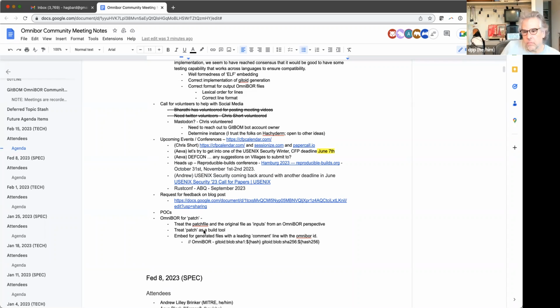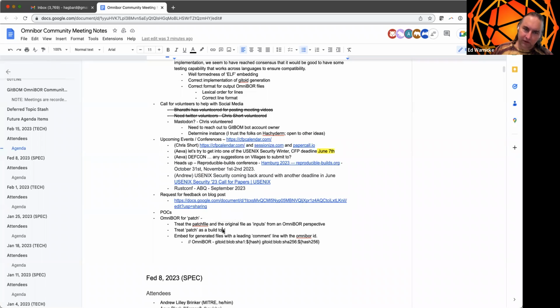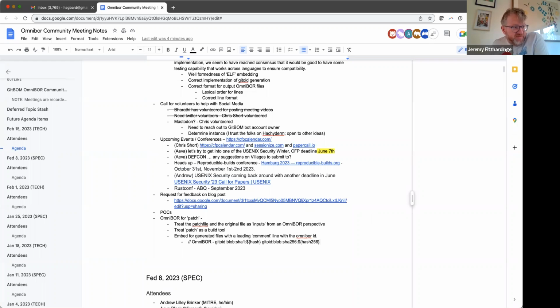And so the suggestion here was, if you are treating the patch as a build tool that takes its inputs, the patch file and whatever original file is being applied to, then you can extend the notion of what OmniBOR does to that. But then the question becomes, what is the proper way to do embedding? The thing that occurs to me is just follow the precedent of the old RCS $Id: tags. Ooh.